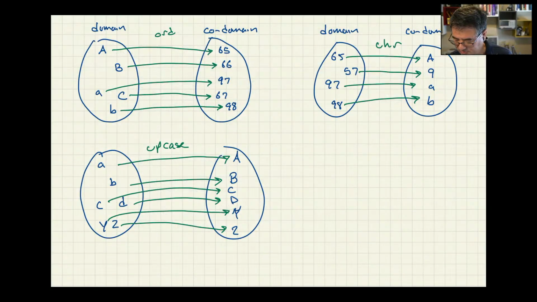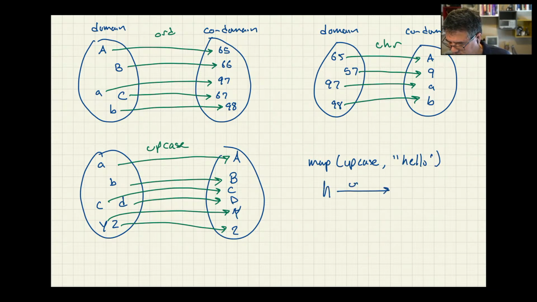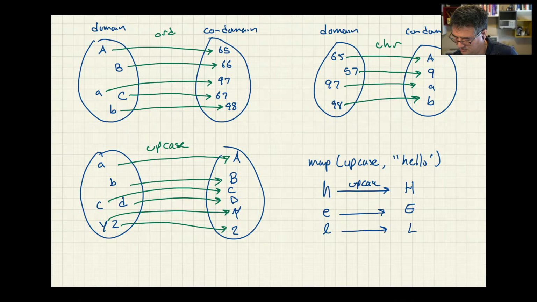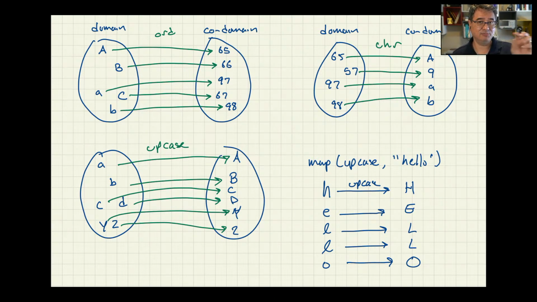Okay, so to put it visually, I could do something like map upcase to the string hello, all in lowercase, and what it would do is it would take h and run it through upcase and transform it into capital H. It would take E and transform it into big E, L, transform it into big L, L again, and then O, and it would return to me a string with each one of the characters transformed by the upcase function. So map takes a function and applies it to each element of a collection and builds a new collection out of that first one. Okay, does that make sense?